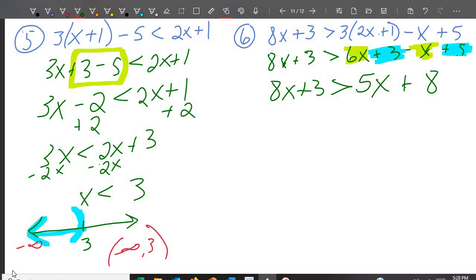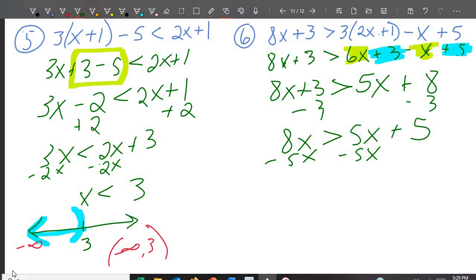Now we can start solving it. So I'm going to subtract 3 from both sides. We get 8x greater than 5x plus 5. Now subtract 5x from both sides. So we'll get 3x is greater than 5. Divide by 3. x is greater than 5/3.